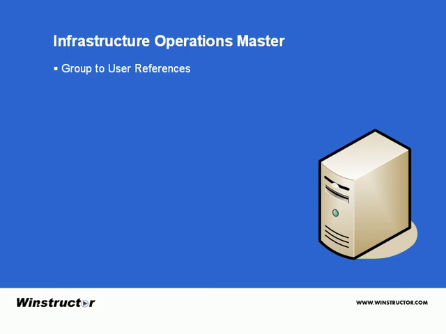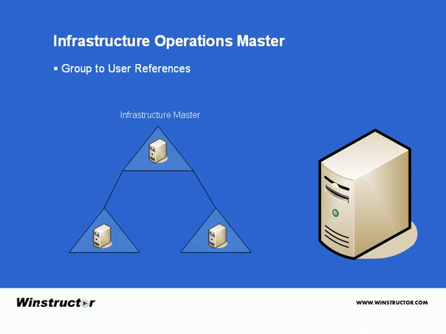Okay, the final operations master role is the infrastructure role. The infrastructure master is responsible for updating cross-domain group to user references. When you change a user account or add a user to a group, these sorts of changes don't tend to show up in other domains for quite a while. It's the job of the infrastructure master to help speed up this process. The infrastructure master compares its data against what is stored in the global catalog. If it has outdated data, it updates the data and replicates it out to the other global catalog servers in the other domains.